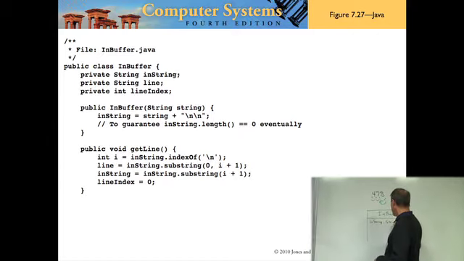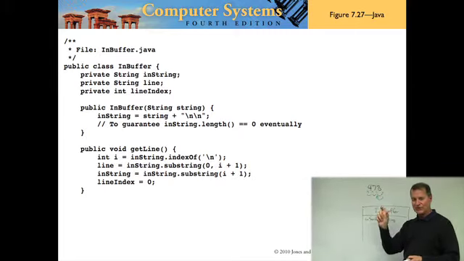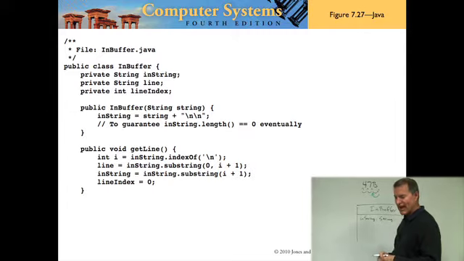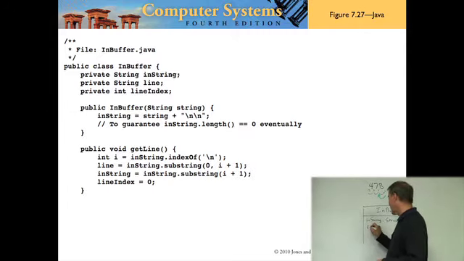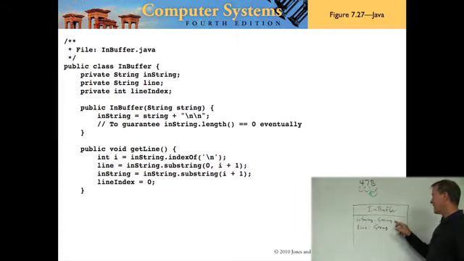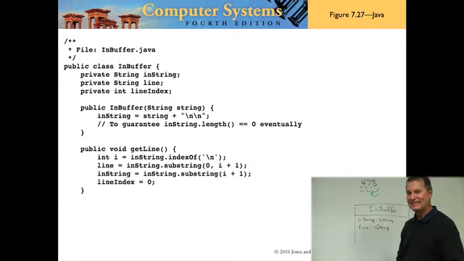So that's going to be that string. But wait a minute. That's inString. And what's another one here? Line. And what is its type? String. It's also of type string. Now, what do you suppose the difference is going to be between inString and line? One's going to be back. What do you suppose this inString was in those examples that we did? The one closest.